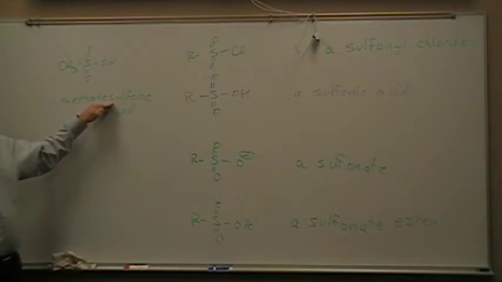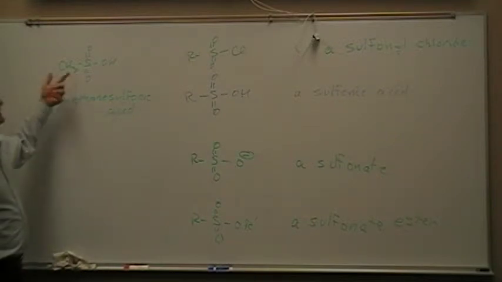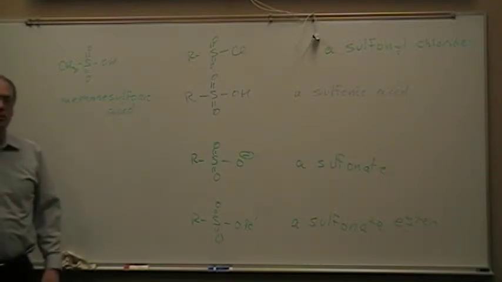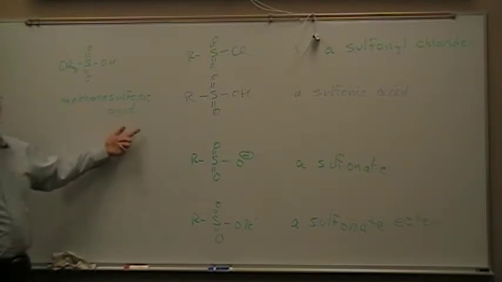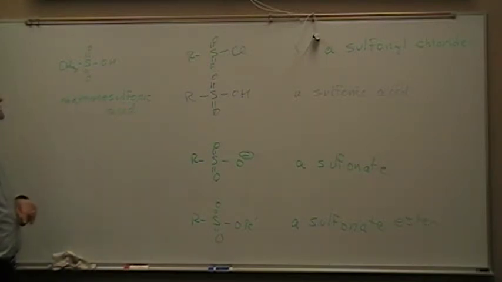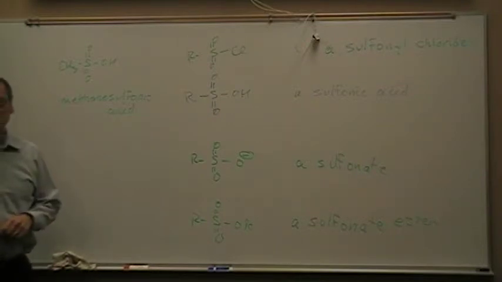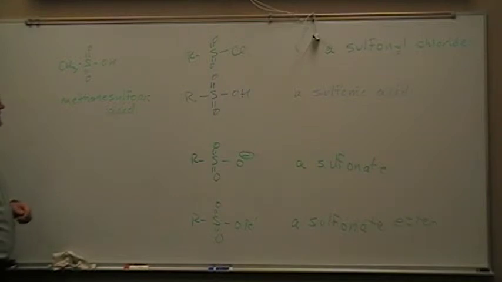Notice that the word methane is in there. We think of methane as being CH4. Well, here it's a CH3, which we would normally think of as being a methyl group. And so you might say, shouldn't that be called methyl sulfonic acid because it's got a methyl group on it? Perhaps so, but nevertheless, this is what people call it. It's called methane sulfonate, or methane sulfonic acid.